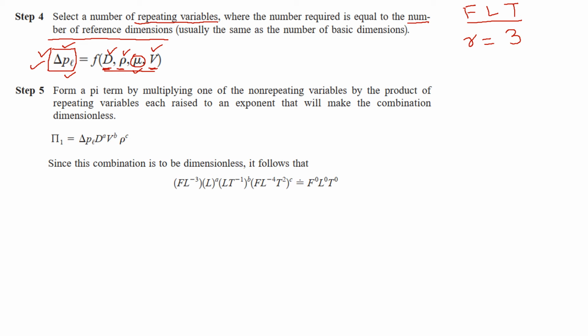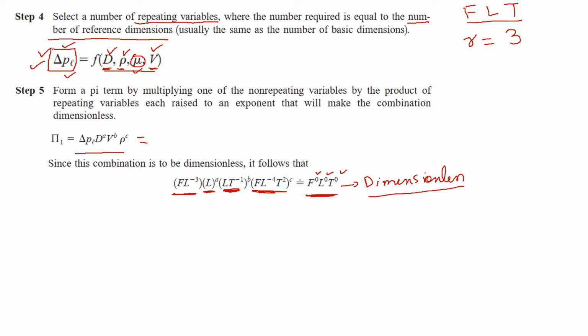We wrote the dimensions of each of these variables. This is the dimensions for pressure drop per unit length right here. Then the dimensions of diameter, that is length, then the dimensions of velocity, then the dimensions of density, and equated them to a dimensionless entity. And these are our reference dimensions, each raised to the power of 0, which makes this term dimensionless. And this is what we are doing. We are forming a pi term that will be dimensionless, and by getting our values of A, B, C, we will actually be able to rearrange this pi term so it becomes dimensionless.